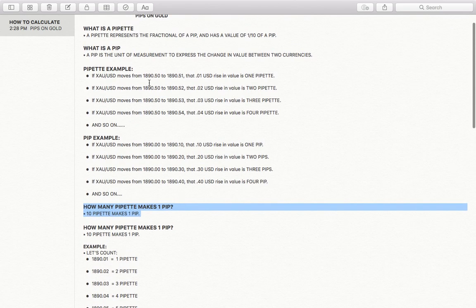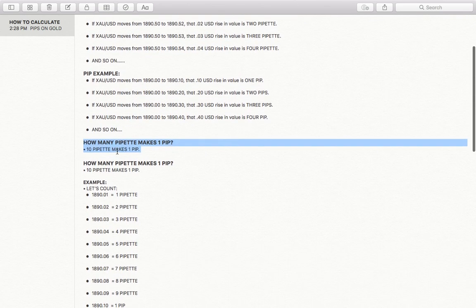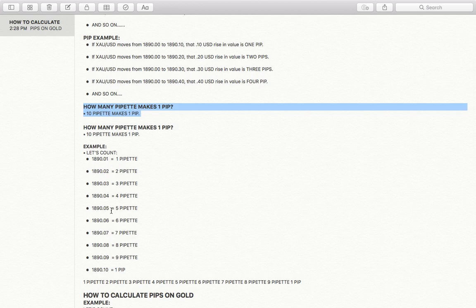So guys, let's continue. How many pipettes make 1 pip? I just told you earlier, 10 pipettes make 1 pip. You understand? So I'm going to give more clearer examples for you to see how a pipette movement is done. So we're going to count together. Let's make this class an interactive class.